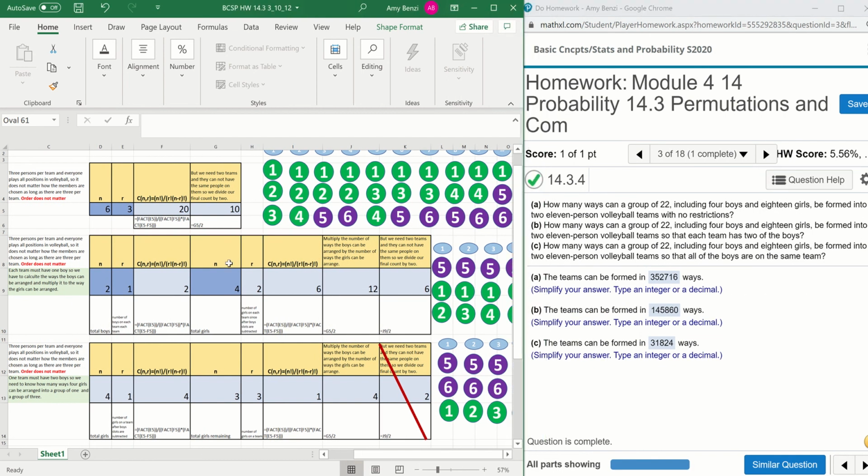All right, in this case, remember what I said, where I have these dark blue, those are the only cells I need to change anything in. For this particular problem, I have 22 players, or 22 people altogether. Each team needs 11 players. And then I have a total number of boys for this problem. I think it was 6. No, 4. 4 boys and 18 girls.